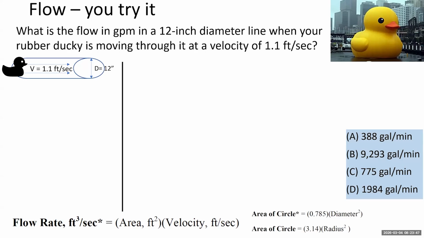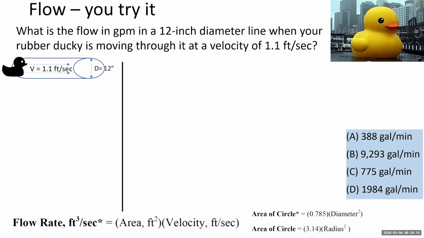All right, so let's get started walking through this together. So the first thing that we did last time was, what do we know? And what are we looking for, right? So what do we know? We know the diameter of the pipe is 12 inches, and we know the velocity is 1.1 feet per second. So I drew out a nice little picture so I know what's going on here. And then I'm going to do a little bit of quick math.